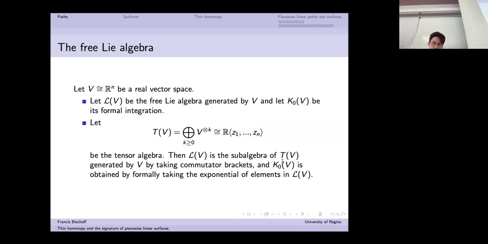Okay, and we can also view this group K0V in terms of this tensor algebra by just formally taking exponentials of elements in LV.